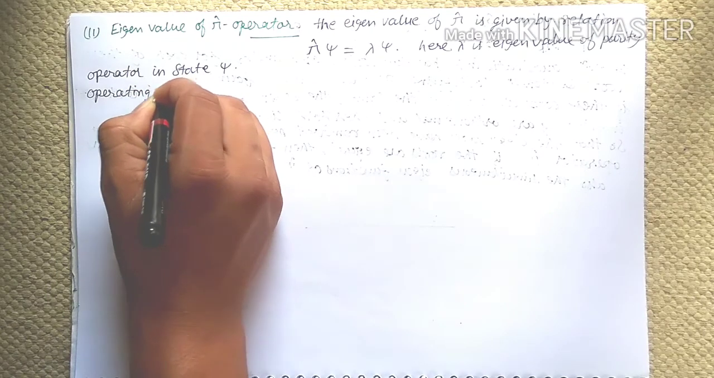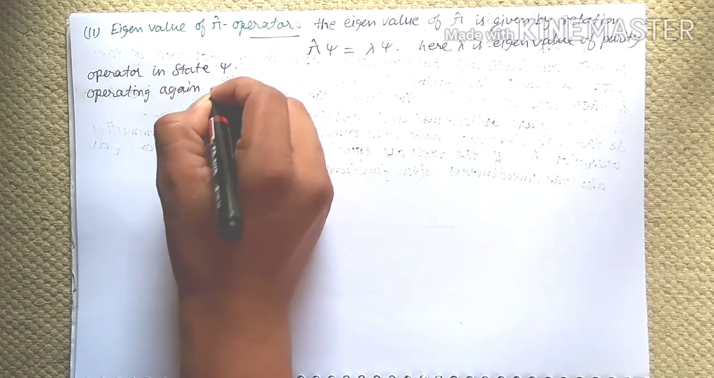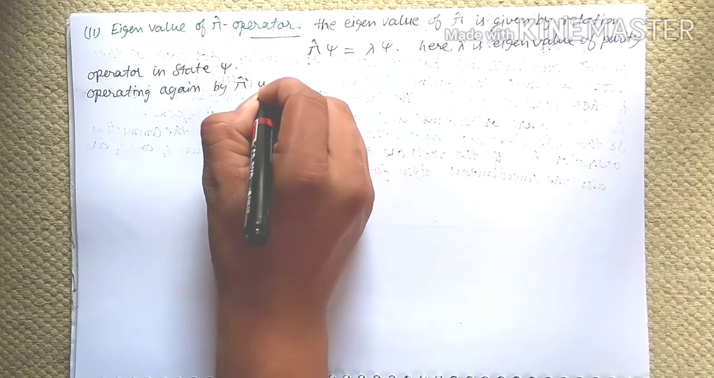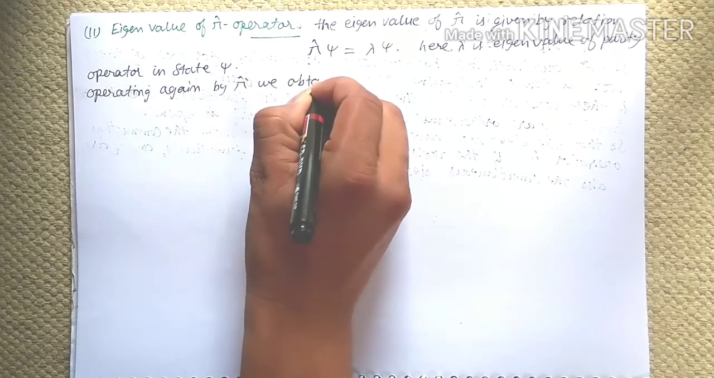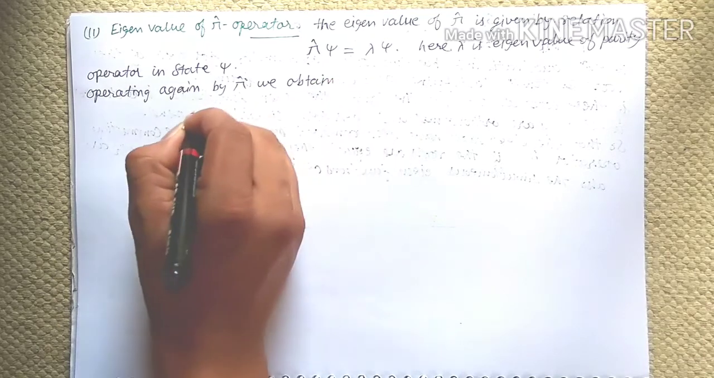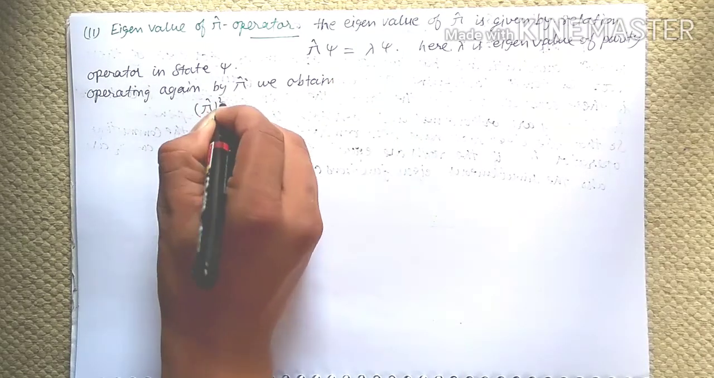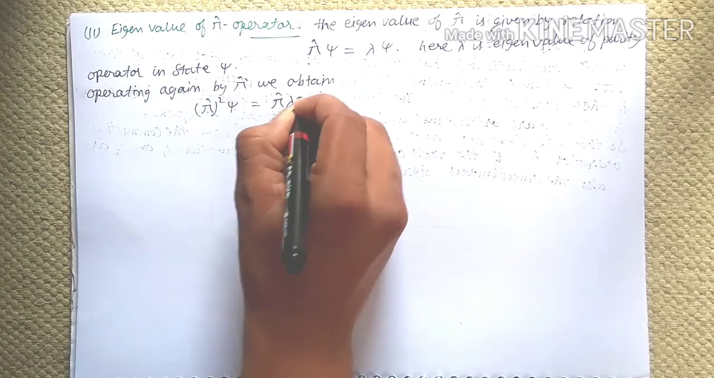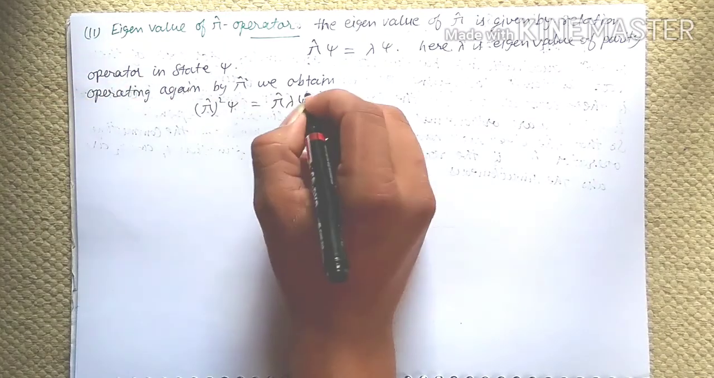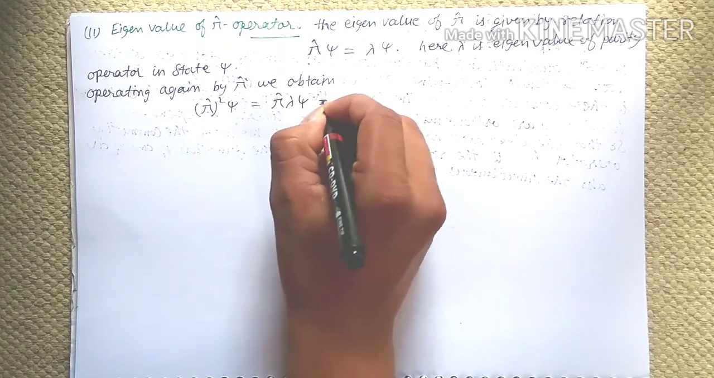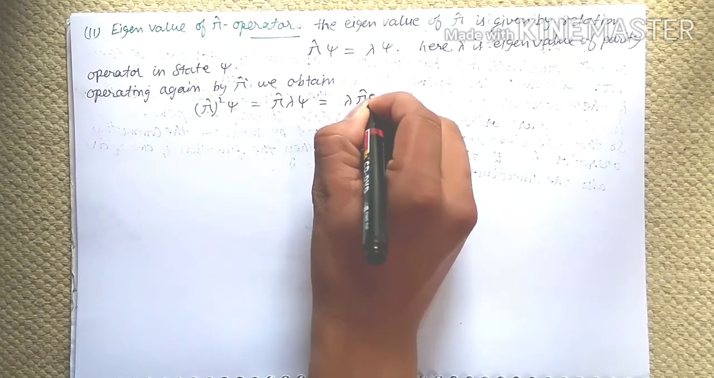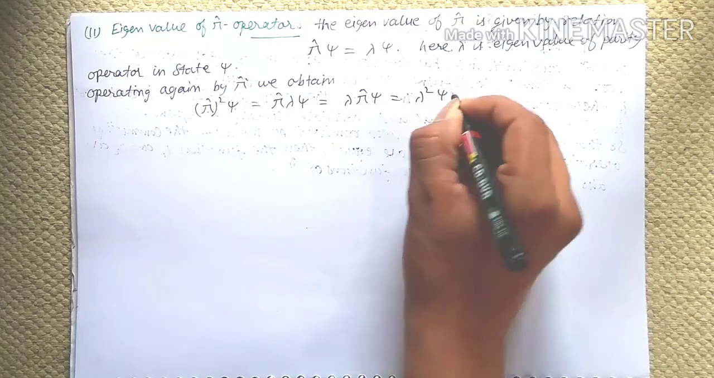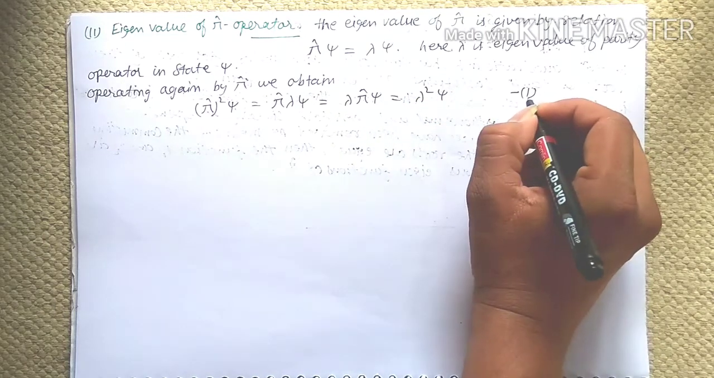Operating again by the pi cap operator, we obtain pi cap whole square psi is equal to pi cap lambda psi is equal to lambda pi cap psi is equal to lambda square psi. Equation 1.